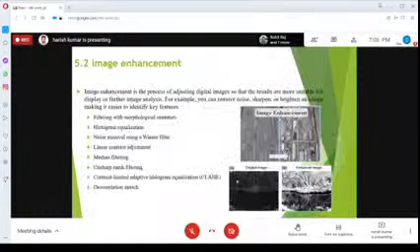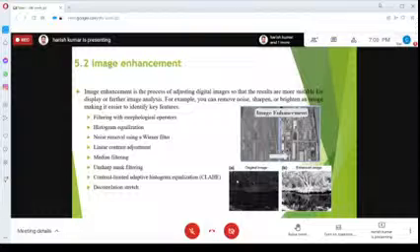In the second process, there will be image enhancement. Image enhancement is the process of adjusting digital images so that the results are more suitable for display or further image analysis. For example, you can remove noise, sharpen, or brighten an image, making it easier to identify key features. For image enhancement there are many operations, so depending upon our requirement, we can use any one of them.